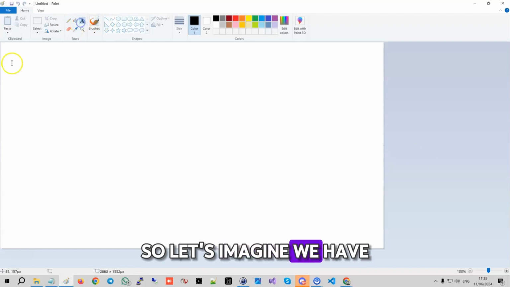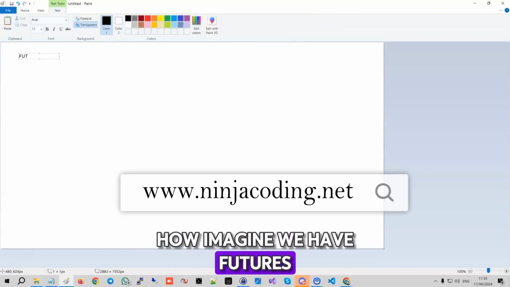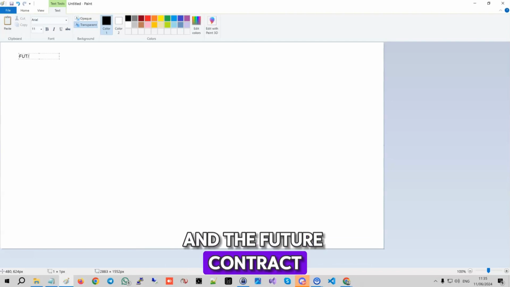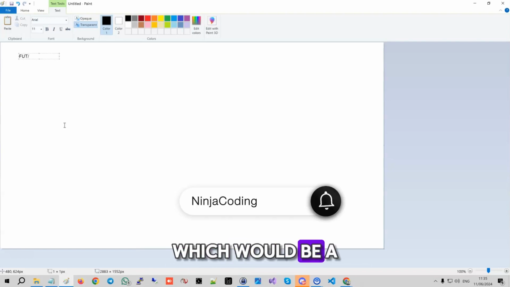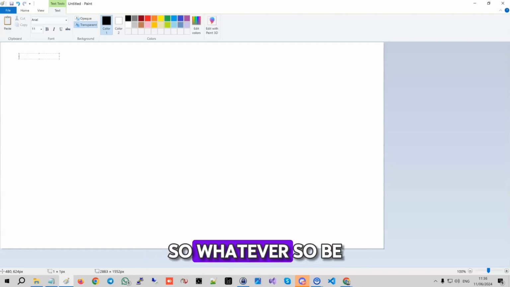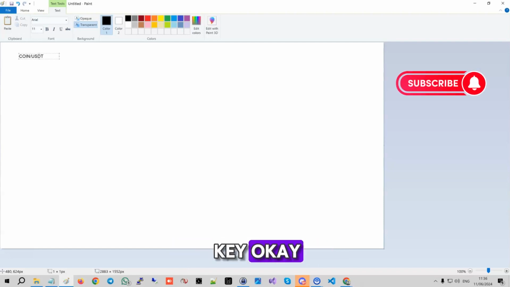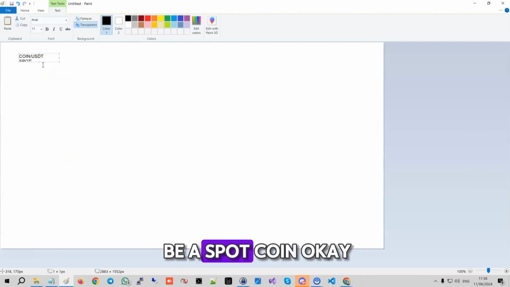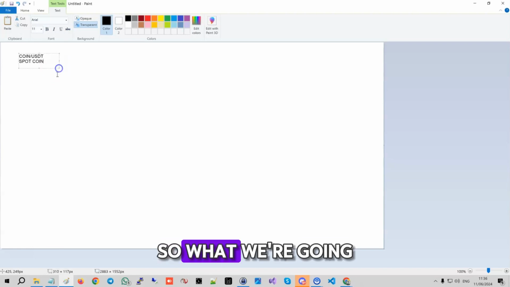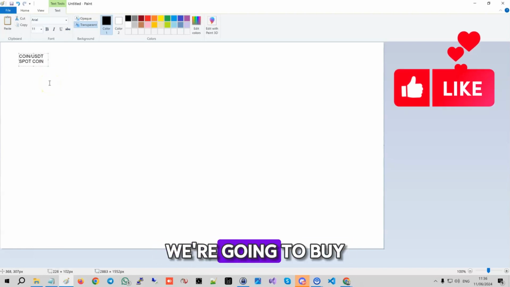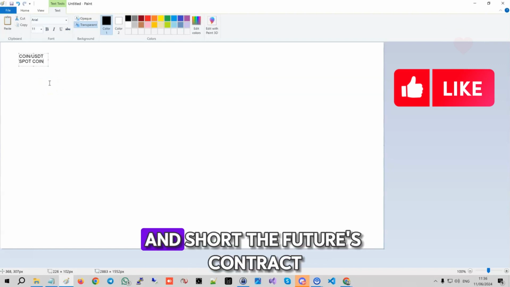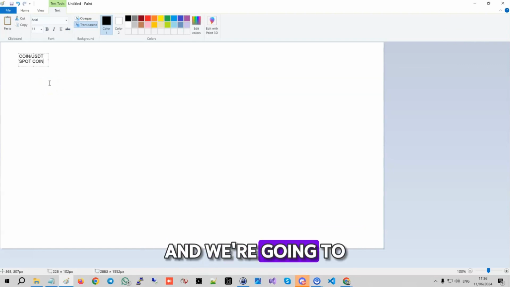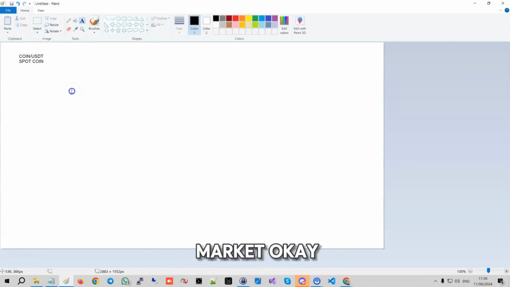So let's imagine we have a futures contract, and the futures contract has a base under it, which would be, let's take a crypto coin, so it'll be like coin USDT. That will be our future contract, and the other pair is just going to be a spot coin. What we're going to do is buy the coin and short the futures contract, and see how the delta is related to whatever happens on the market. Okay, so let's go for it.